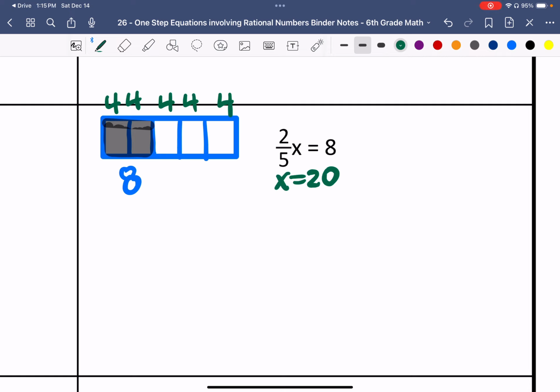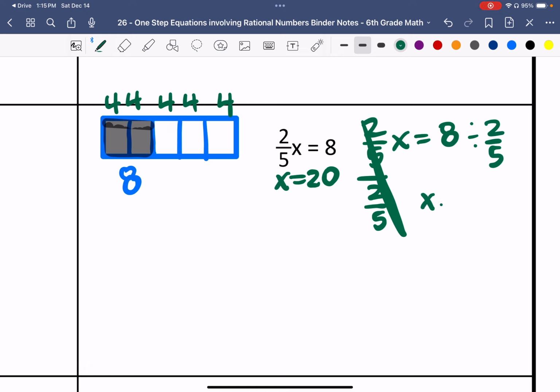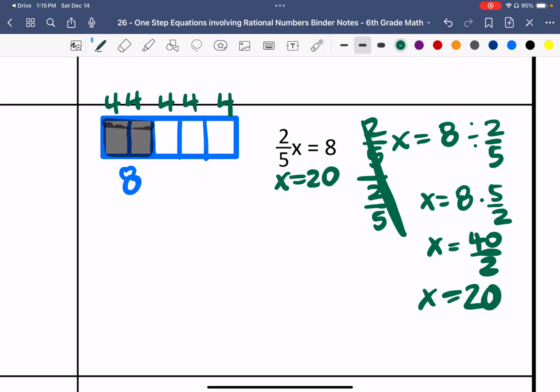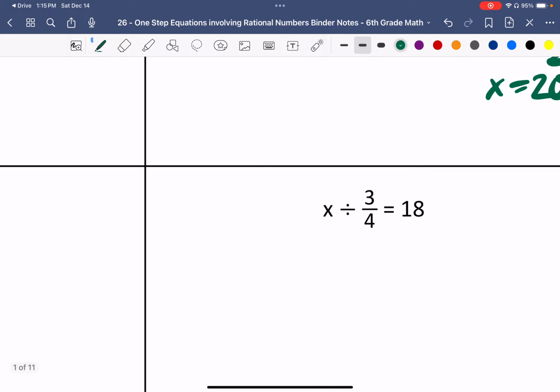Now, if you'd rather solve it algebraically, I can do that. So 2/5 times x, the inverse operation is divide. So I'm going to divide both sides by 2/5. And when you divide fractions, you actually multiply by the reciprocal. And so x equals 40 halves, which is equivalent to 20. All right, let's do one more problem.